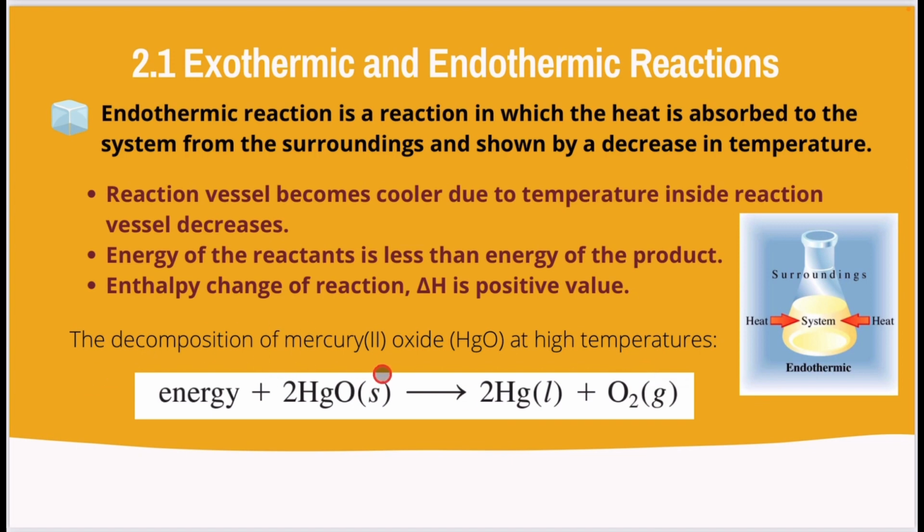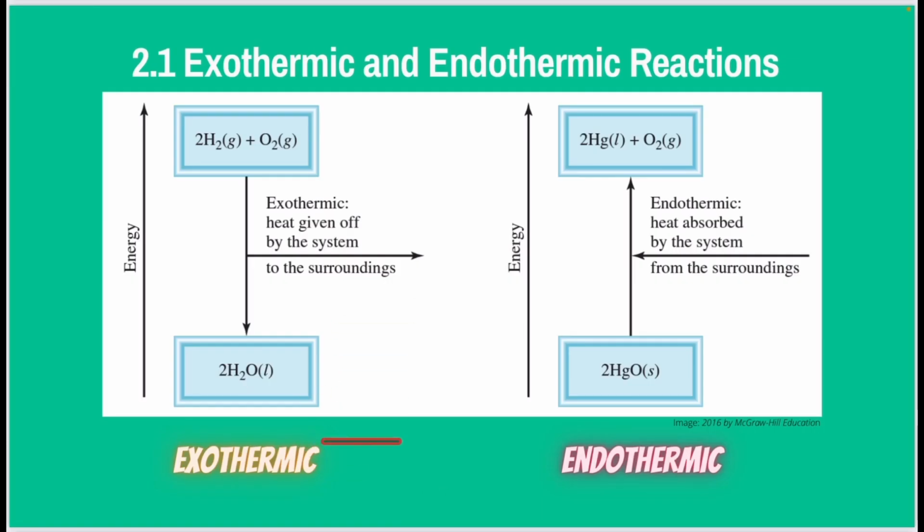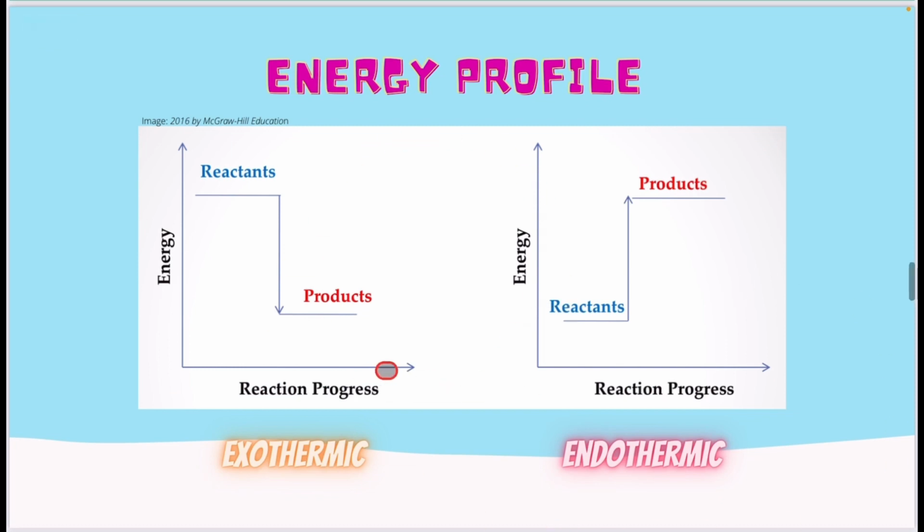The decomposition of mercury(II) oxide at high temperature. So this is the equation. So this is exothermic, heat given off by the system to the surroundings, and endothermic, heat absorbed by the system from the surroundings. So this is the energy profile, where the reactants are higher than the products. For an endothermic reaction, the energy of the products is greater than the energy of the reactants.